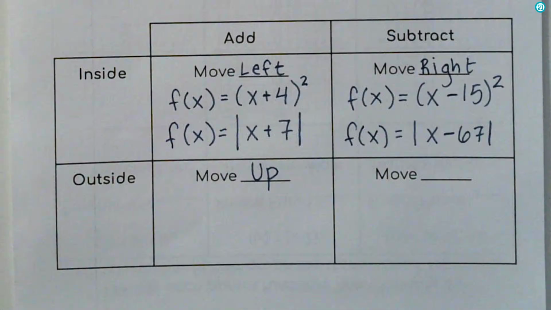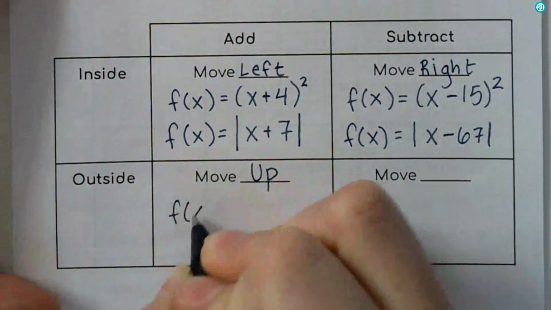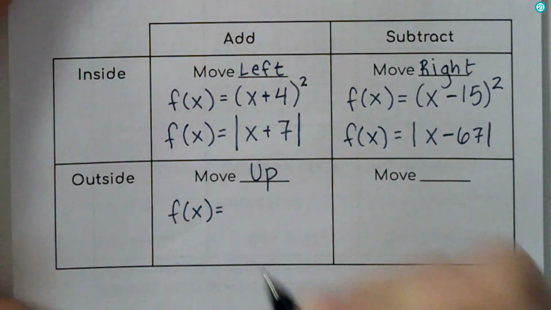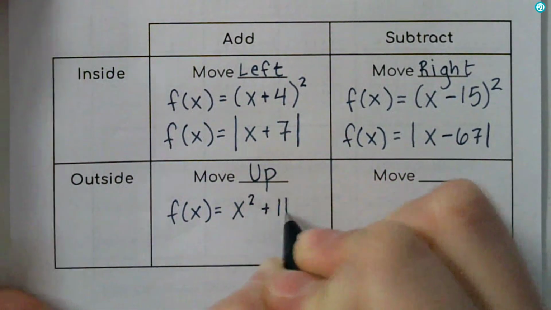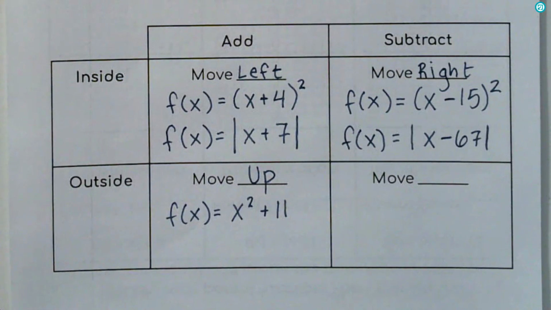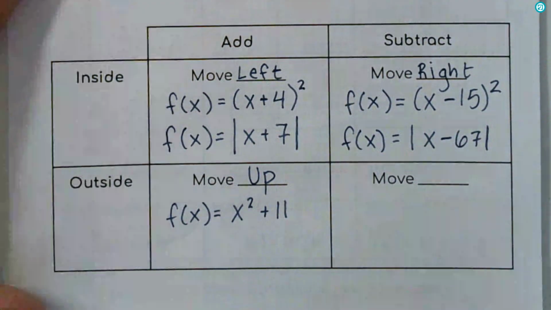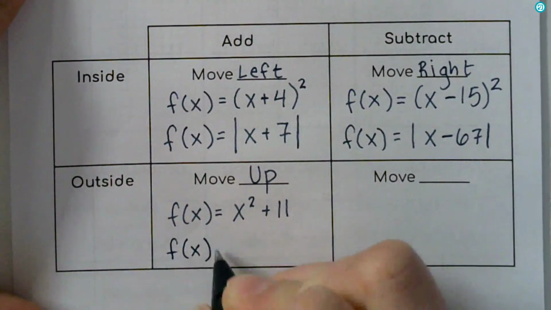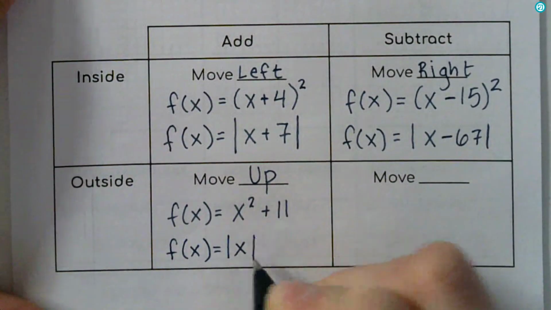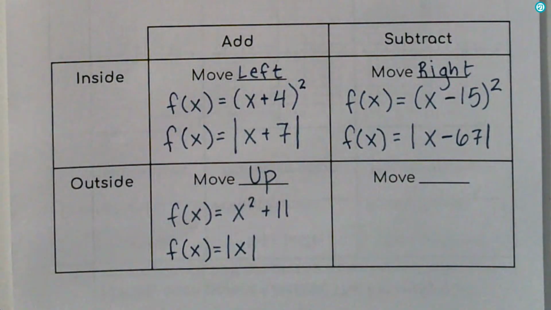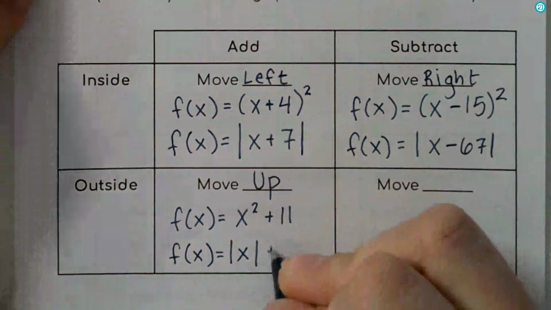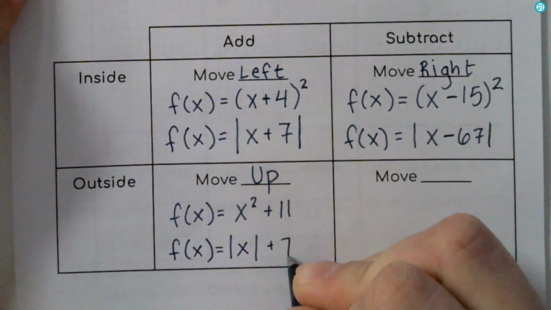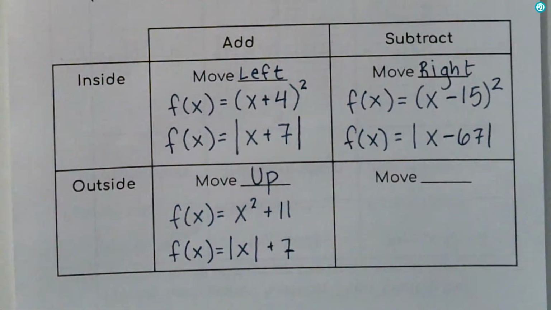So examples of that would be f of x equals x squared plus 11, or f of x equals the absolute value of x, and then you need to close that absolute value sign, plus 7. Okay, so those would move us up.